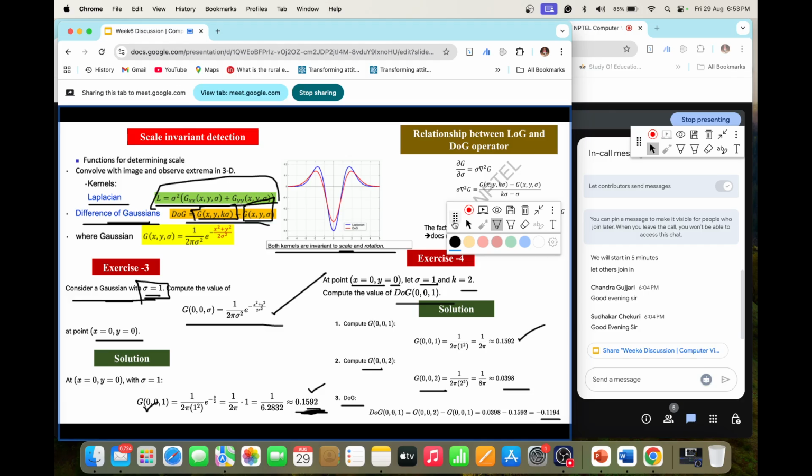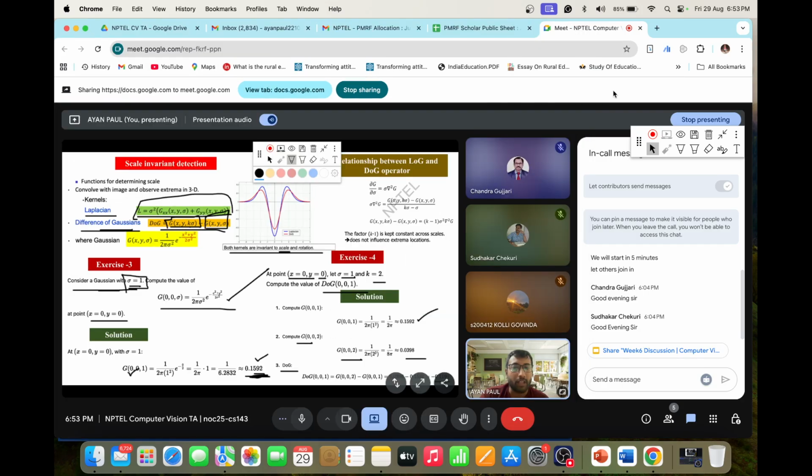Okay, so is this question clear to all of you? How to get the Gaussian and how to get the DoG? Clear, right? Is it clear? Yeah, I think it is clear.